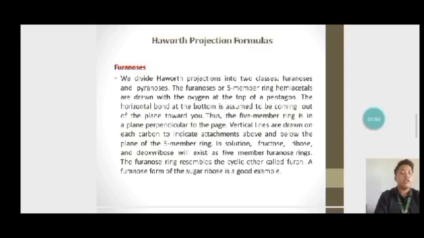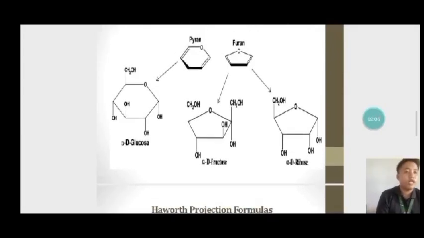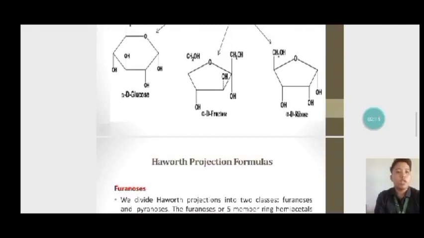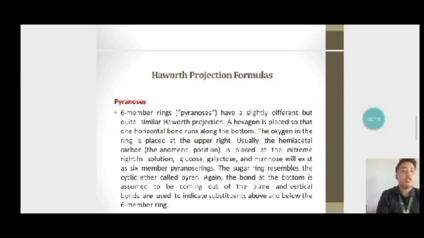The furanose ring resembles the cyclic ether called furan. A furanose form of the sugar ribose is a good example. This is our example of the furanoses, the furan. We can see described here that the oxygen is at the top and the bottom line is coming out towards you. The next one is the Haworth projection formula, the pyranoses.